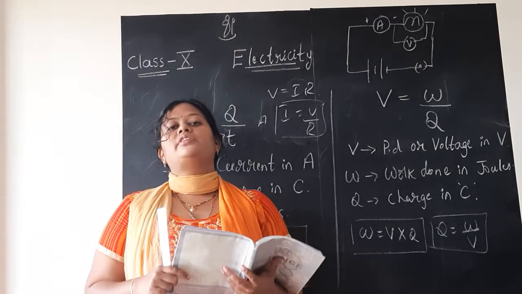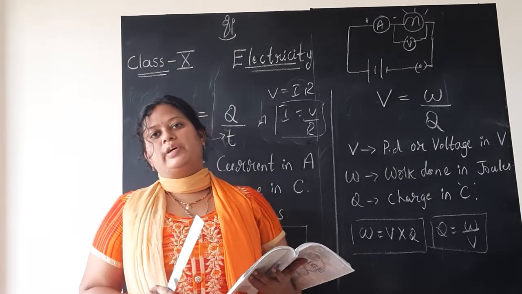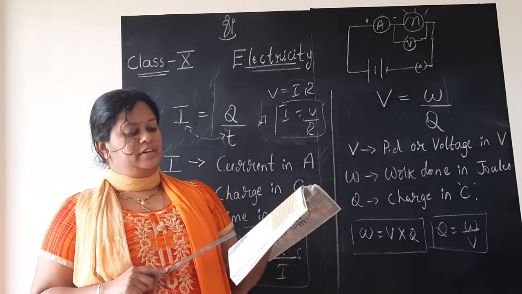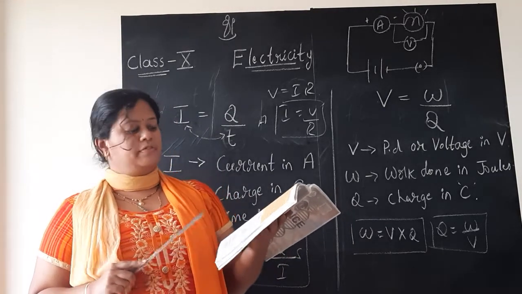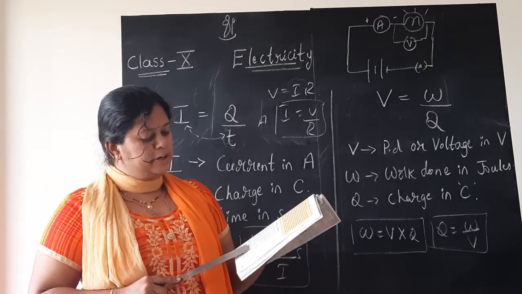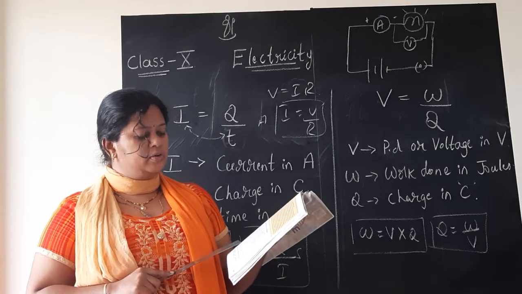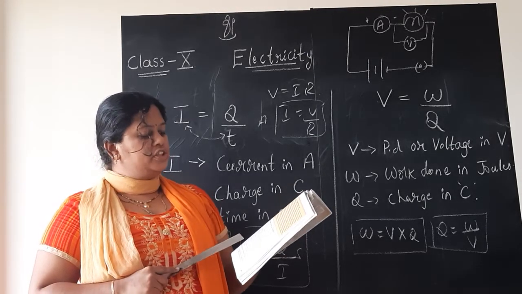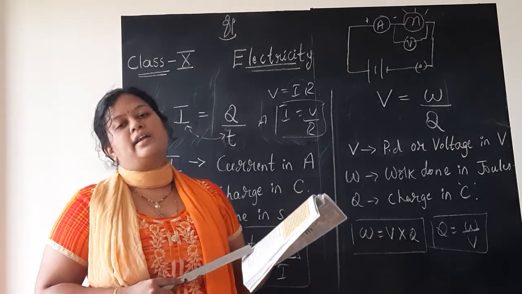Next, I said you simultaneously read the textbook as well. Hope you all are reading it. Here you have the definition of potential difference given in page number 95 of your textbook. It is defined as the electric potential difference between 2 points in an electric circuit carrying some current as the work done to move unit charge from one point to another.